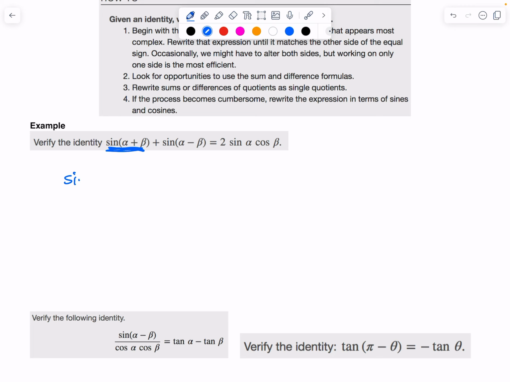So remember that is sine of alpha cosine of beta plus sine of beta times cosine of alpha. Okay, now let's do this one. This is sine of alpha cosine of beta minus sine of beta cosine of alpha. And then we use our equal sign. Remember, we're trying to work down one side to match the other. All right.